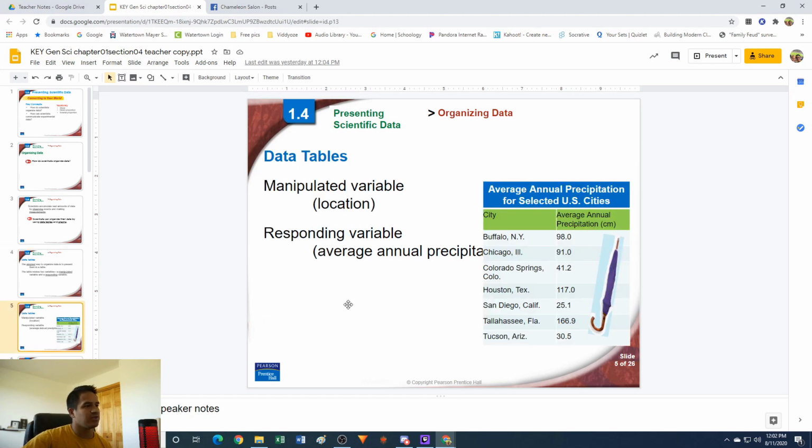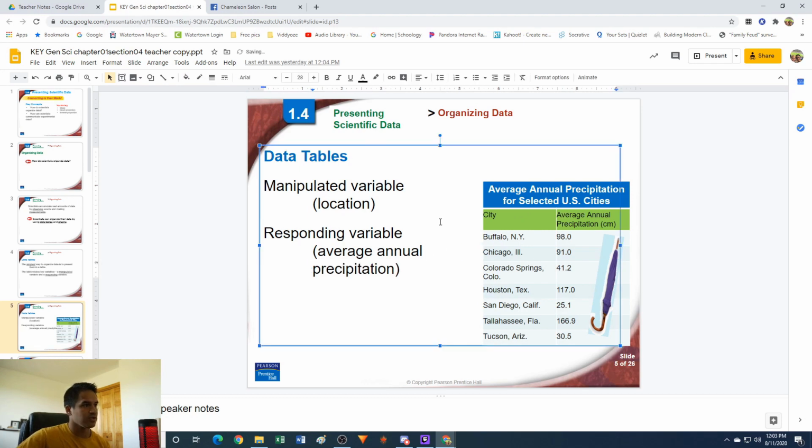So here would be an example of a data table. Okay, and this is the average annual precipitation for selected U.S. cities. So basically it's like average rainfall for cities around the U.S. Manipulated variable would be the location. So we can see that we are changing the location. Buffalo, New York, Chicago, Illinois, Colorado Springs, Colorado, Houston, Texas, and so on.